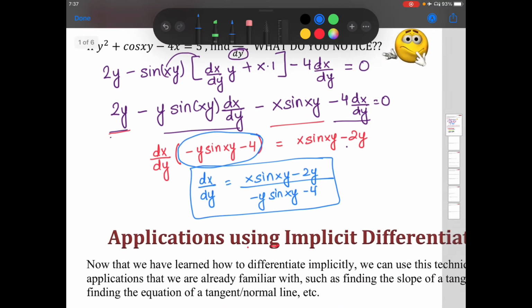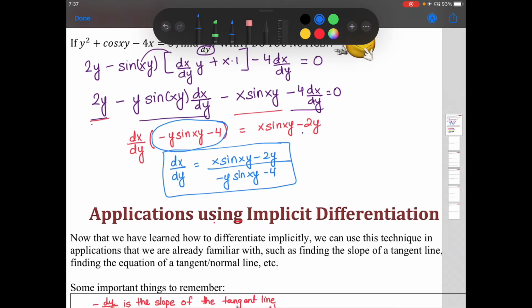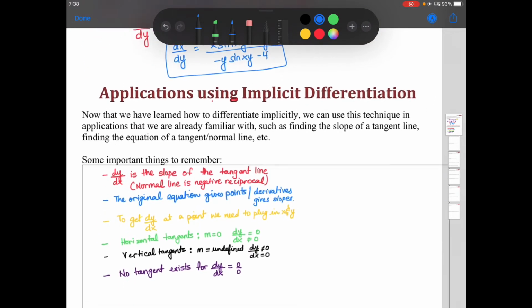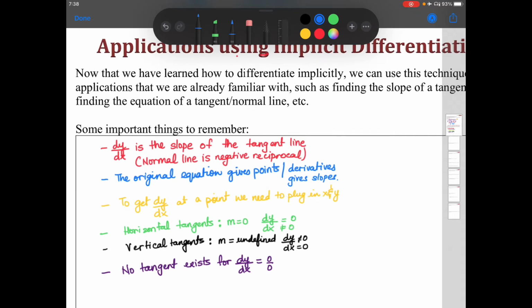So, applications using implicit differentiation. Now that we have learned how to differentiate implicitly, we can use this technique in applications that we are already familiar with, such as finding the slope of a tangent line, finding the equation of a tangent or normal line, etc. So I want you to go over these notes, pause the video, copy them, and then I'll explain it.